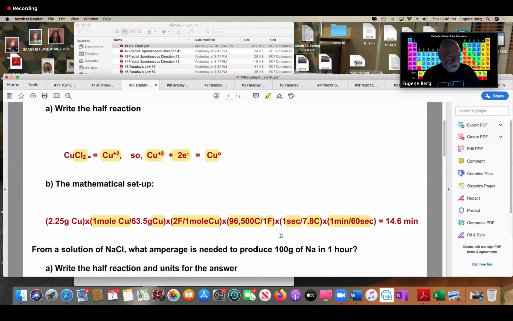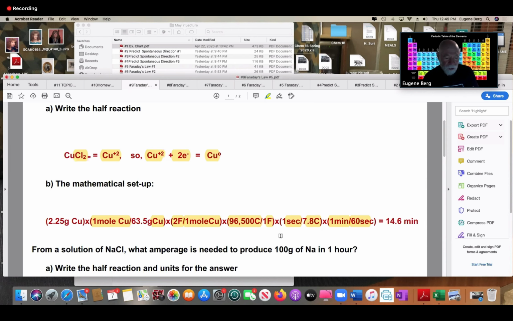Okay, from a solution of sodium chloride, what amperage, I want to solve for current now, is needed to produce 100 grams of sodium metal in 1 hour? Now I want you to do two things before we look at the solution. Write down the balanced half reaction. That's the critical hard part for you. And also I want you to write down the units for the answer. So hint, you're starting with sodium chloride and you're trying to make sodium.